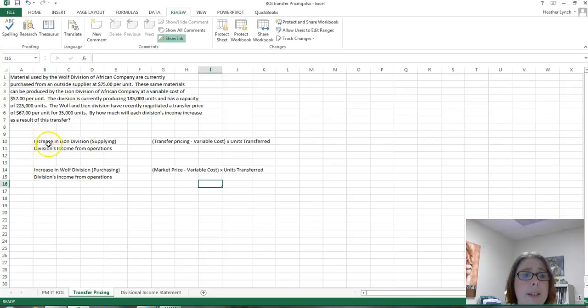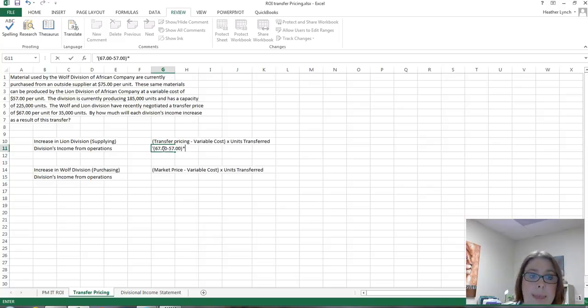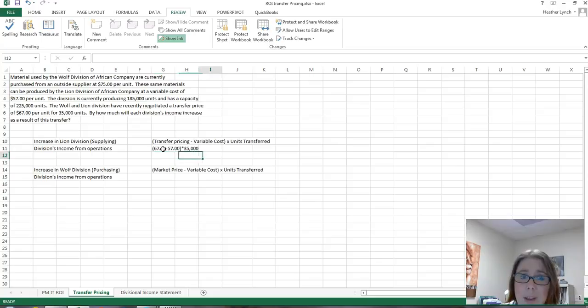So we're going to look at the increase in the Lion division, the supplying division, and simply what we do is we look at the transfer price, the $67, minus the variable cost, which was the $57, and we take it times the number of units. So I'm going to literally spell that out here. We take the $67, the transfer price that they agreed upon, minus their variable cost per unit of 57, and we take that times the number of units that we would produce. Okay, so that's going to be your equation.